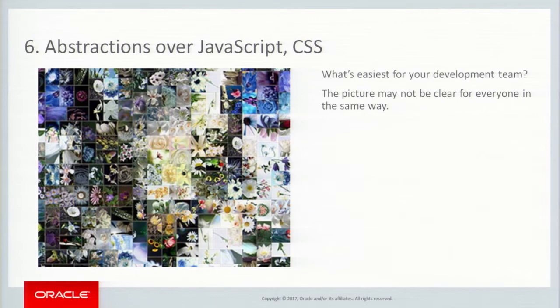So the next tip is abstraction over JavaScript and CSS. I know it's hard to believe, but there are actually developers who don't love to write JavaScript natively. Looking at code in a native way might not be clear to some developers. If you've been writing JavaScript from the beginning, you're probably scratching your head. But if you're a developer coming from the Java world, who is very used to strongly typed languages, then JavaScript starts to look a little bit strange.